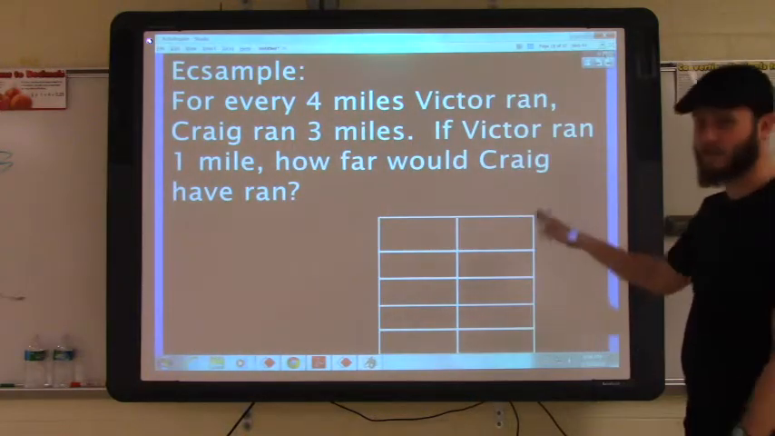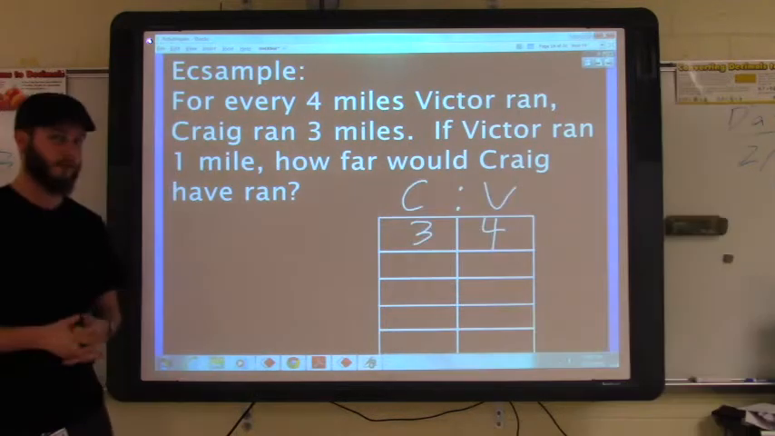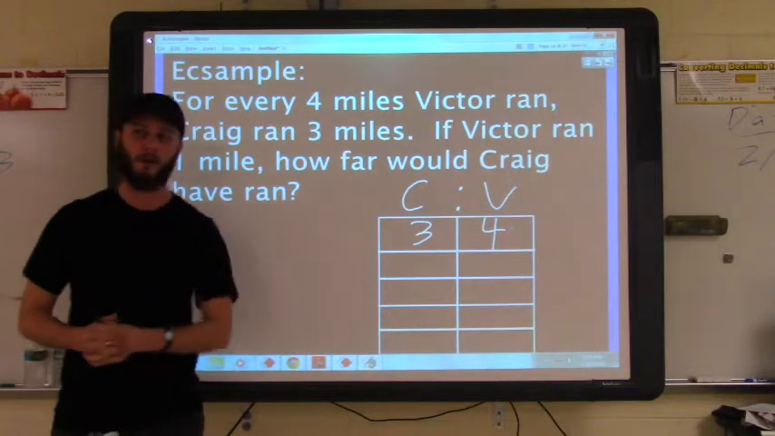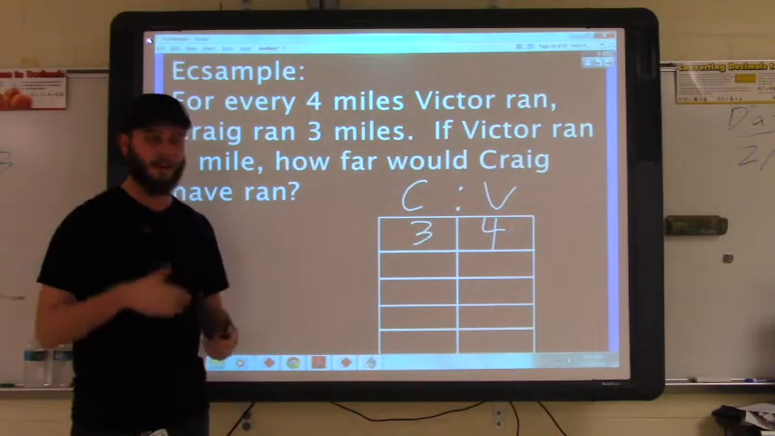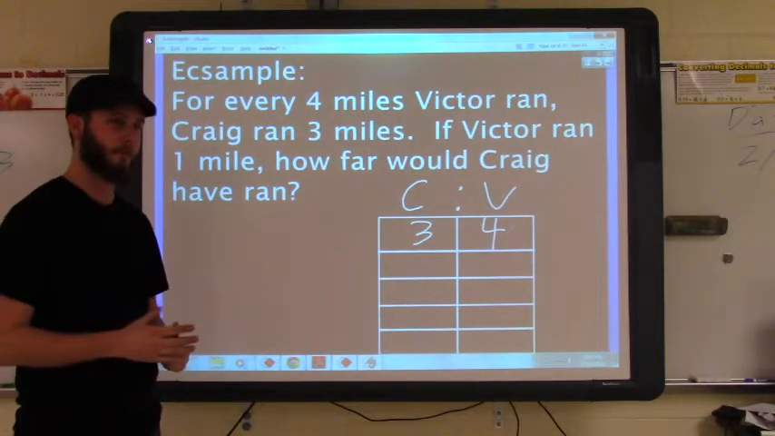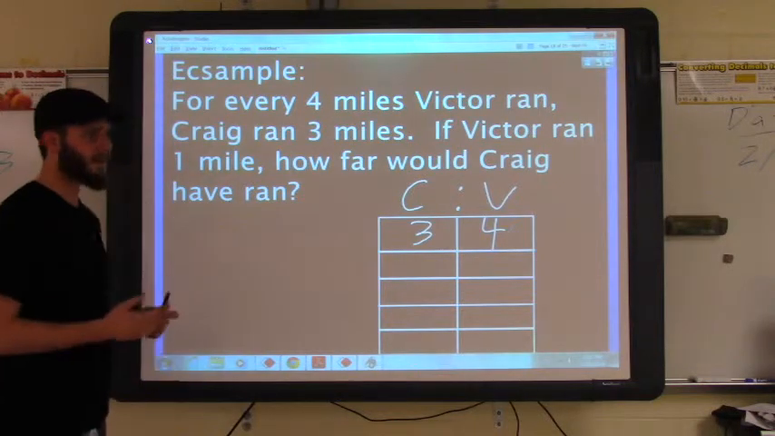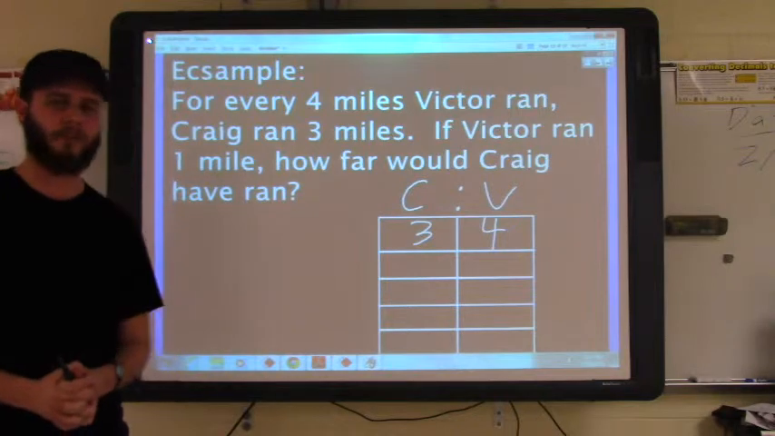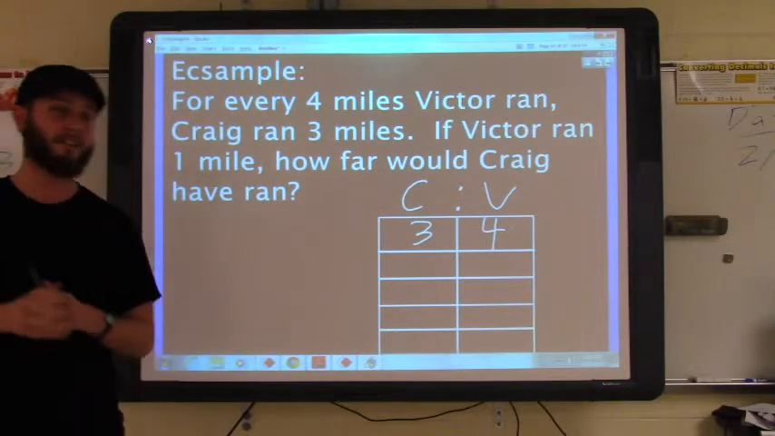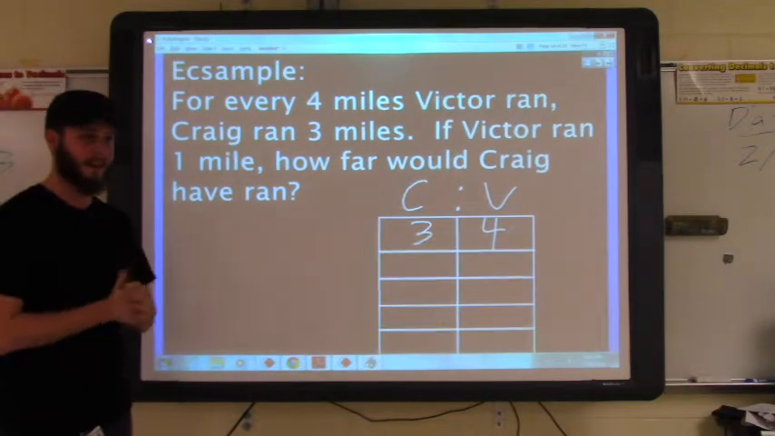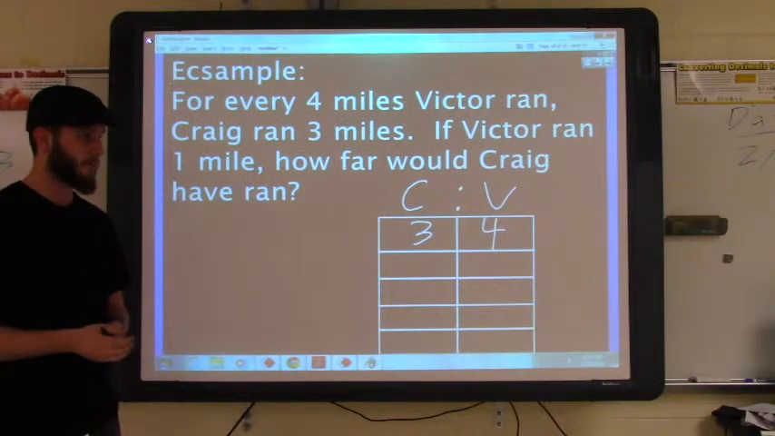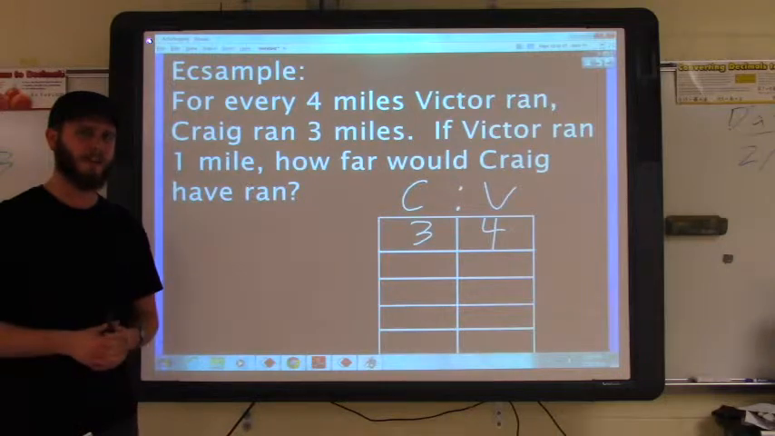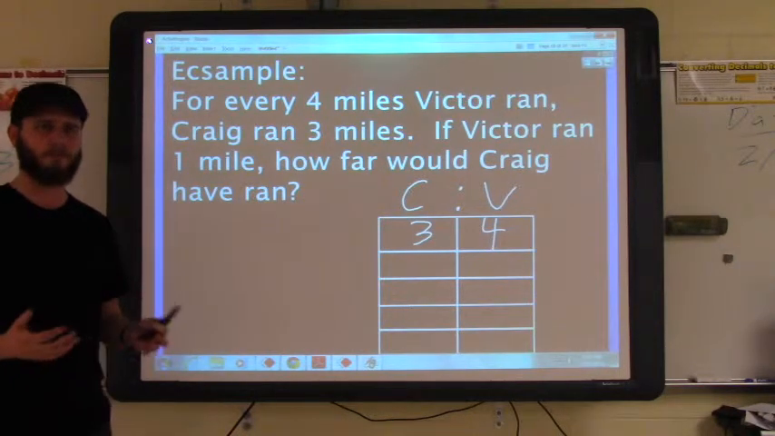Let's go ahead and put this all into a table, shall we? I went ahead and plugged this into my table, and I decided to put 3 to 4 into my ratio table. 3 representing the 3 miles Craig ran, and 4 representing the 4 miles Victor ran. So now that we've got this table figured out, let's explore exactly what this problem is asking us for. It's not trying to ask what the unit rate is, not necessarily. Well, I suppose it is asking for the unit rate, but more specifically, it just wants to know how far did Craig run so far.